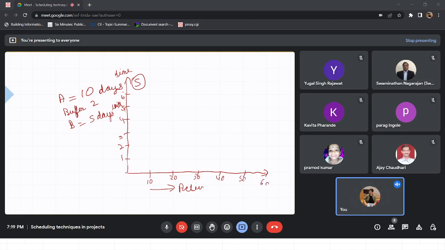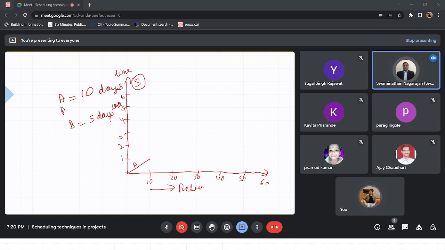So we are starting activity A at 0, and we are finishing the first unit at 10, right? I mean, this you all can agree. If this is showing activity A, we can start at 0 and finish the activity at 10 days. I'm removing the buffer for now; we'll come back to it. Now the second unit of activity A can start at 10 days.